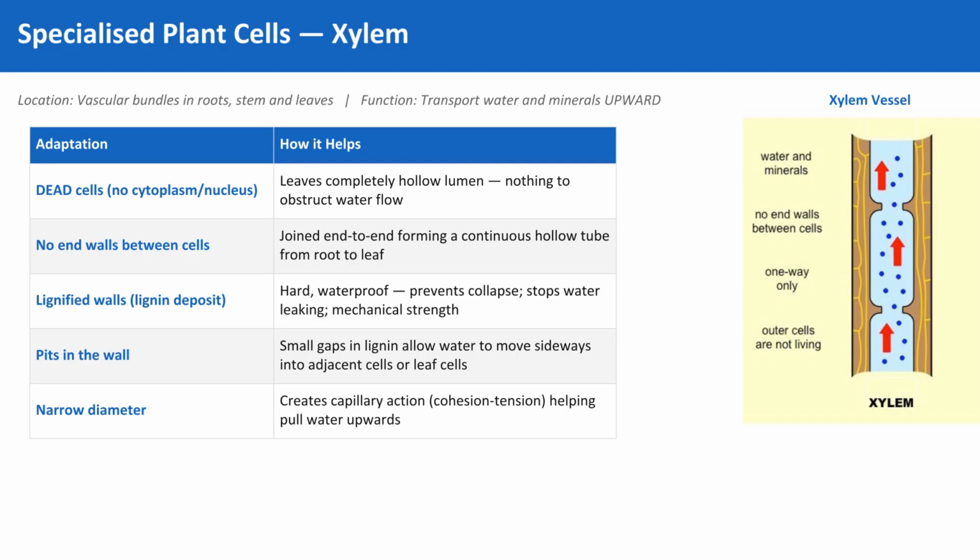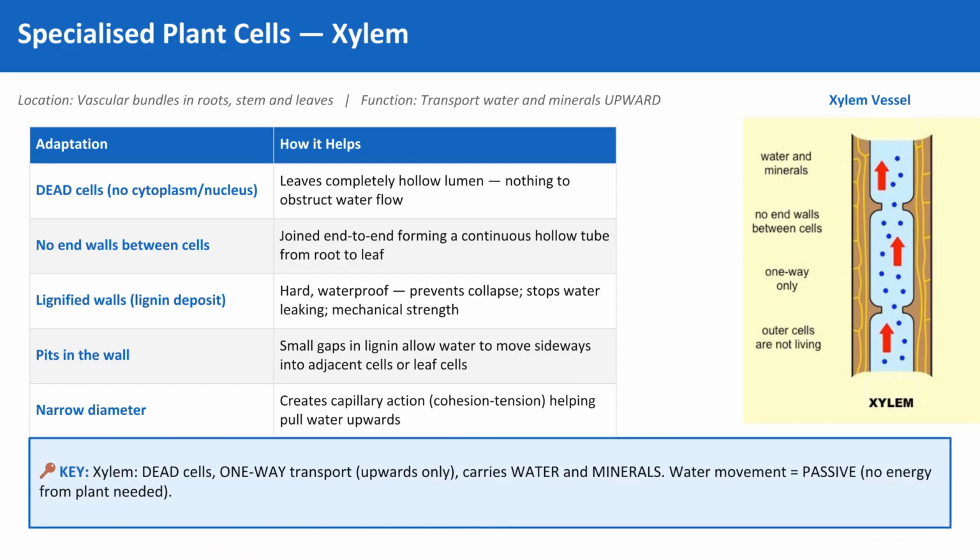There are no end walls between the cells, so they form a continuous hollow tube from root to leaf. The walls are lignified, meaning that lignin is deposited. This makes them hard and waterproof, prevents collapse and water leakage, and provides mechanical strength as well. There are pits in the walls, which are small gaps in the lignin that allow water to move sideways into adjacent cells or leaf cells. The narrow diameter helps create capillary action, supporting the upward movement of water through cohesion and tension.